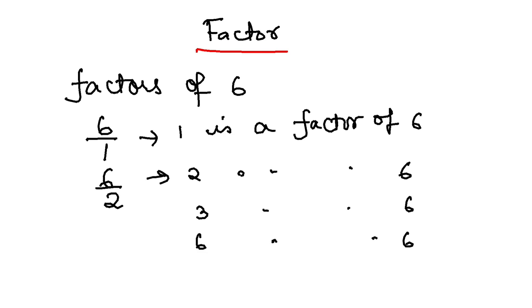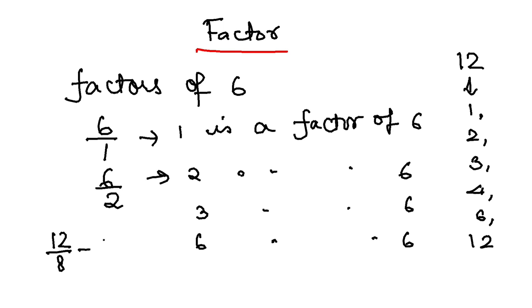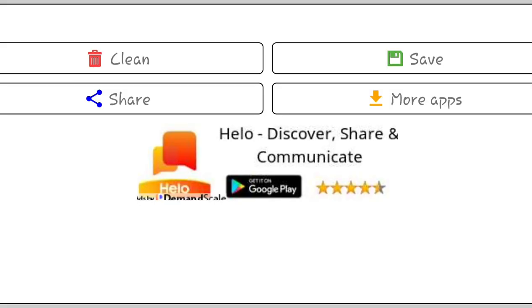If I ask you what are the factors of 12? 1, then 2, 2 into 6 is 12, 3 into 4 is 12, 4 into 3 is 12, 6 into 2 is 12, and 12 into 1 is 12. So these are the factors of 12. So try to understand this point. 8 is not a factor of 12, because if you divide 12 by 8, my remainder is not 0. Then this is the concept of factor.